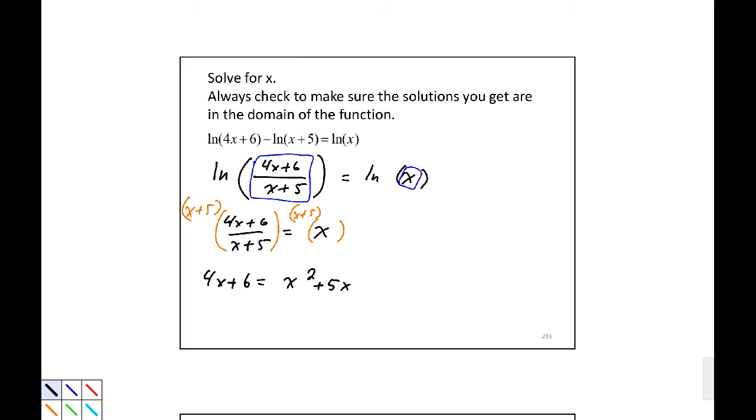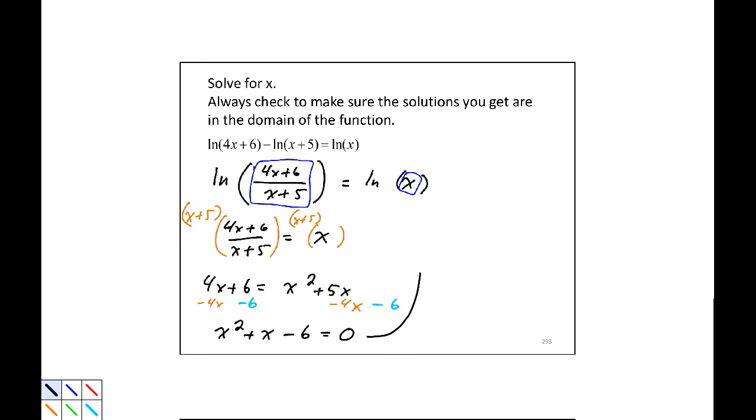This is a quadratic, so we want to get this equal to 0. So I'm going to subtract 4x from both sides and also subtract 6. So this becomes x squared plus x minus 6 equals 0. Now that factors as x plus 3 times x minus 2 equals 0, which tells us that x equals minus 3 or positive 2, respectively.